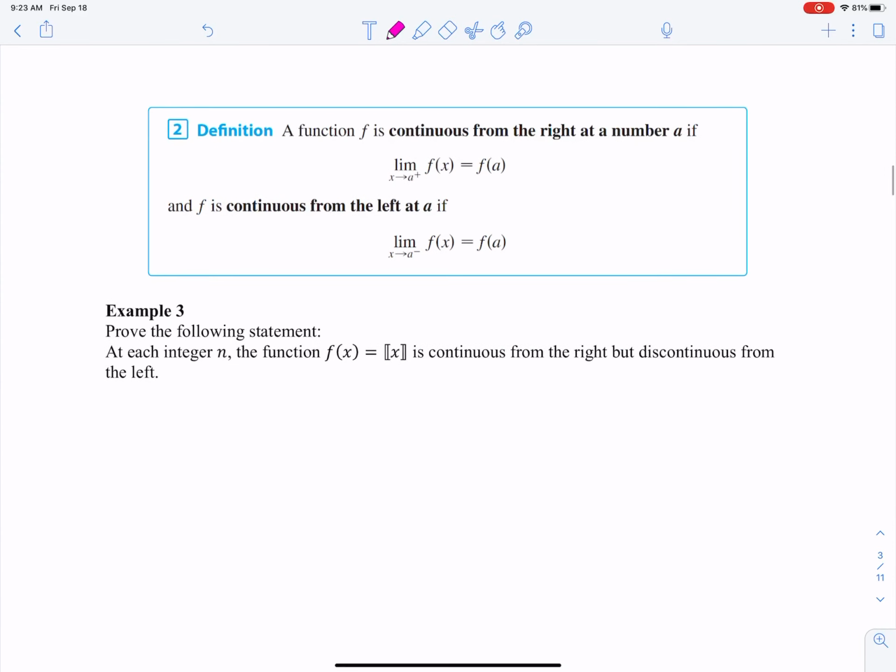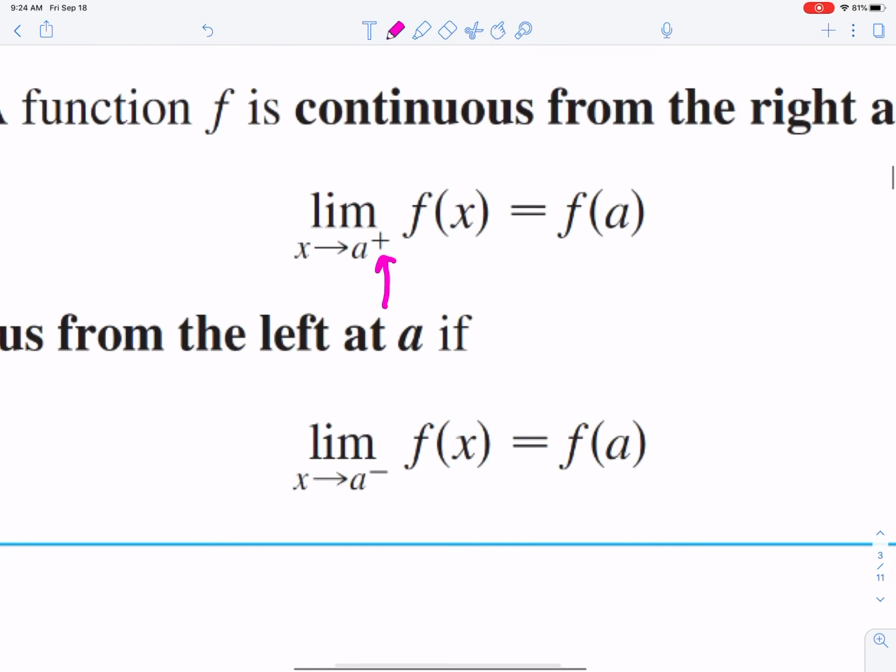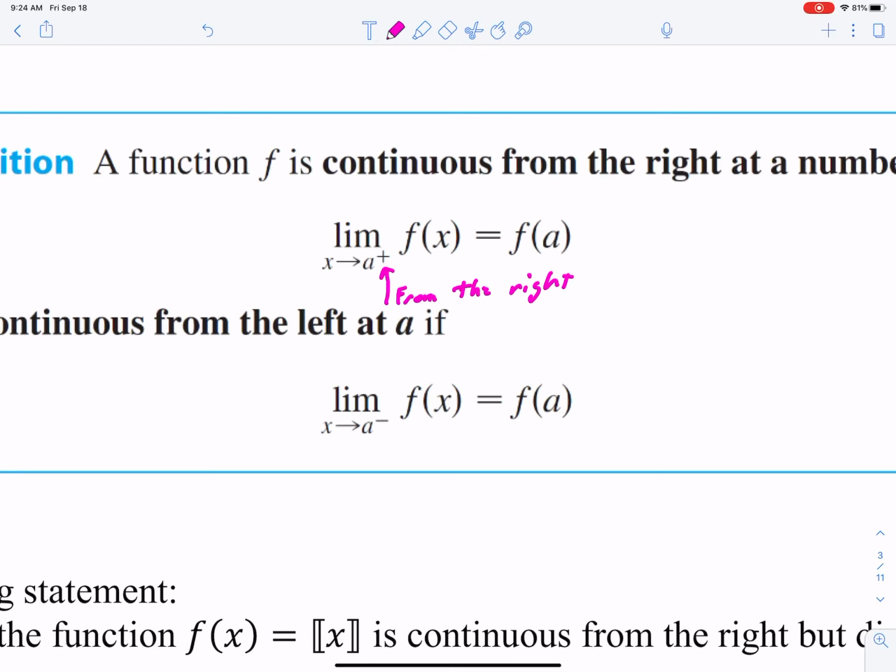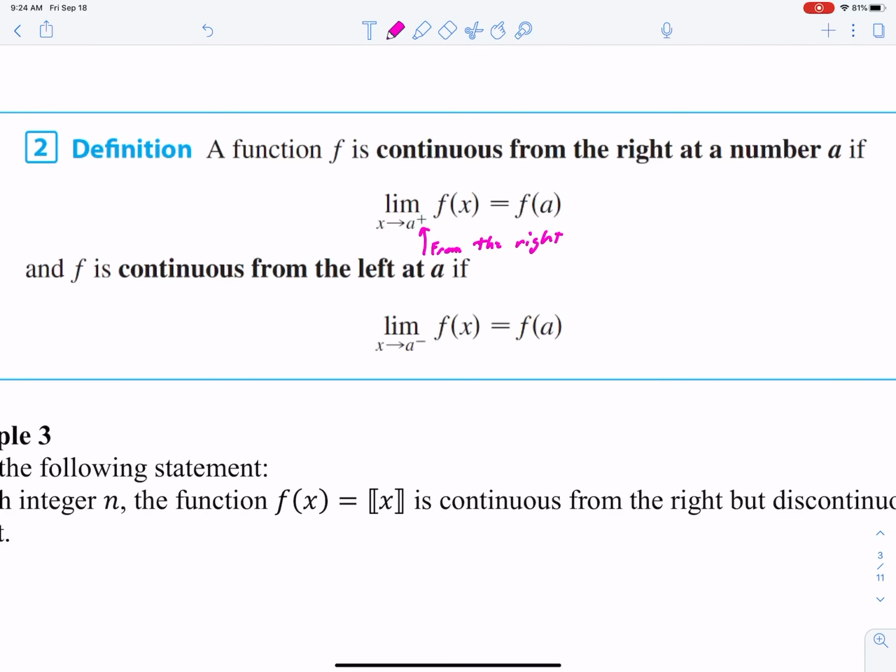Okay. All right, another definition here. A function is continuous from the right. So remember, we can take limits from the left and from the right, so we can also talk about continuity from the left or the right. If the limit as x approaches a from the right, remember that notation, of f of x equals f of a, and it's continuous from the left if the limit as x approaches a from the left of f of x equals f of a.